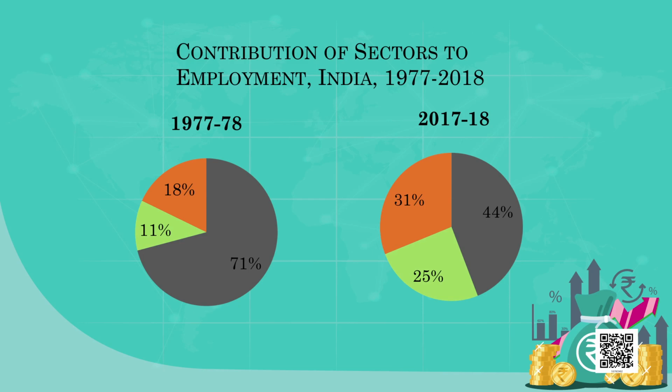But if you look at today's scenario also, who is the major employer? Who is giving the major employment here? It is the agriculture sector. Earlier it was 70%, almost three-fourths of the people were engaged in agriculture, but today it is only about 2/5. So 44% is engaged in the agriculture sector. This means even today agriculture is the major employer in India.